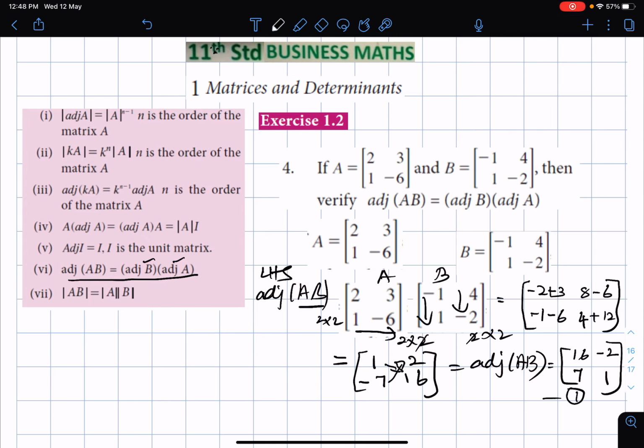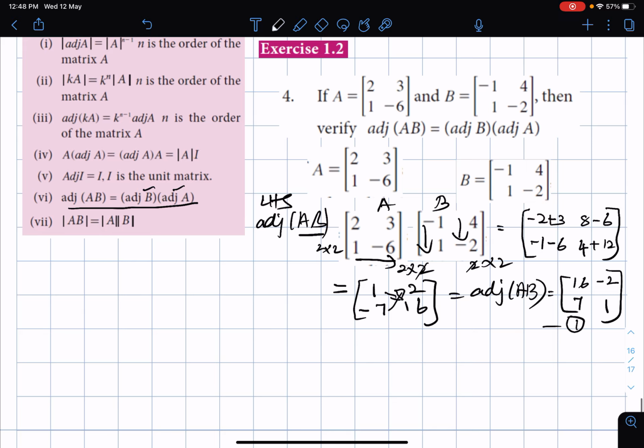Okay, now we are going to go to the RHS and find out adjoint B into adjoint A. So next you are going to find out the RHS. Write RHS. What is in RHS? Adjoint B into adjoint A. We know A and B. Now we are going to find out adjoint B first.